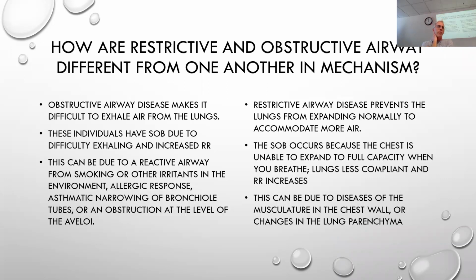So again, this is kind of recapping the differences, restrictive and the mechanisms behind it. Because what you're going to notice is that both restrictive and obstructive have similar signs and symptoms. The shortness of breath overlaps both types of disease. Increased respiratory rate to try to compensate is also noticeable on both sides, whether it's restrictive or obstructive. And then there's the use of extra muscles to help blow off CO2 and to help bring in air in the restrictive form. So there's an overlap of some of the signs and symptoms that you're going to see.